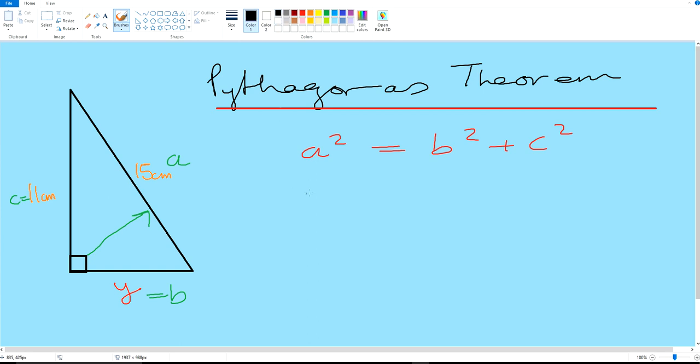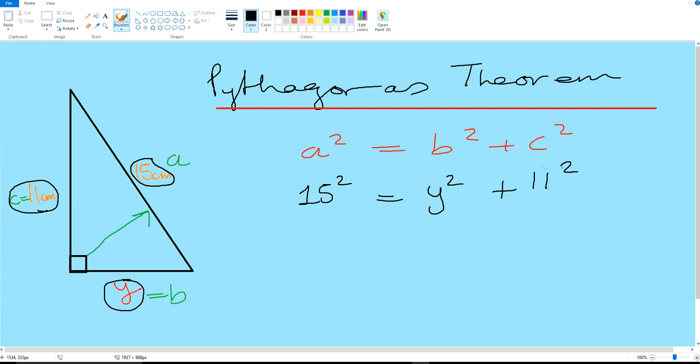So A squared will be equal to 15 squared. Here's A, 15 squared equals B squared. Well, B here is my Y, so that'll be equal to Y squared plus C, which has a value of 11 squared. In this particular question, what we want to work out is the Y here.